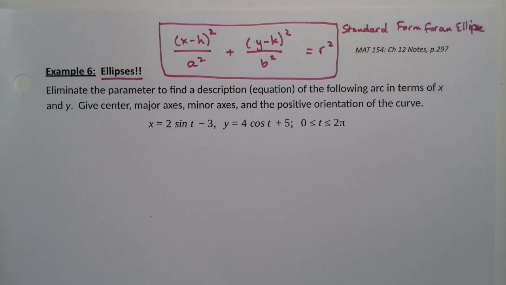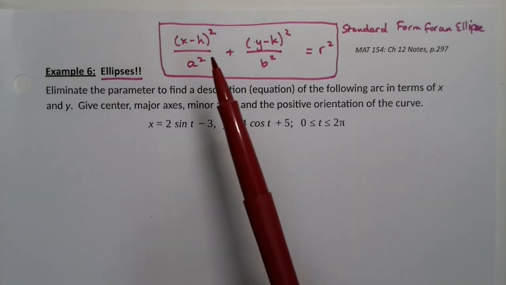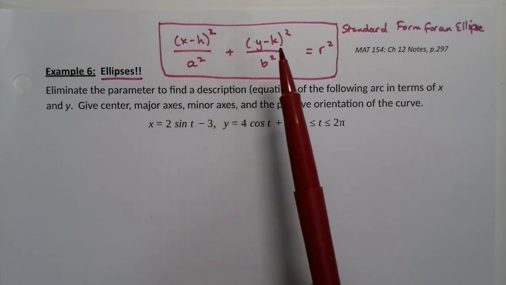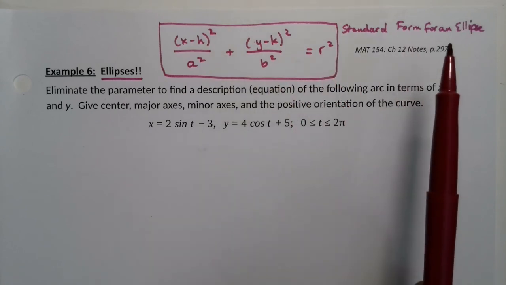Since we have a parametric form for circles, that means we're going to have a parametric form for circles' close cousin, which is the ellipse. Now, the standard form of an ellipse, which you should have seen in pre-calculus or algebra class, is (x minus h) squared over a squared plus (y minus k) squared over b squared is equal to r squared. So that's the standard form for an ellipse.